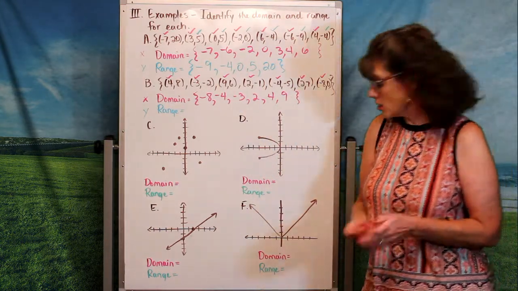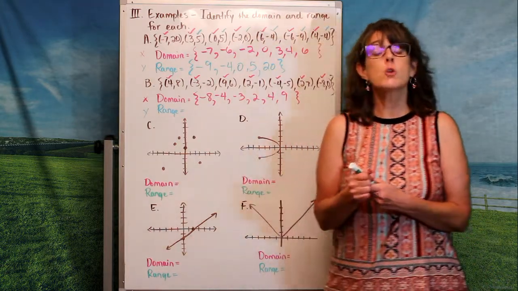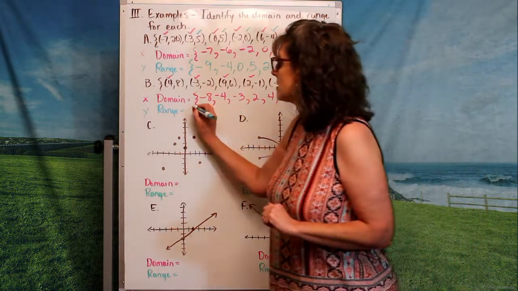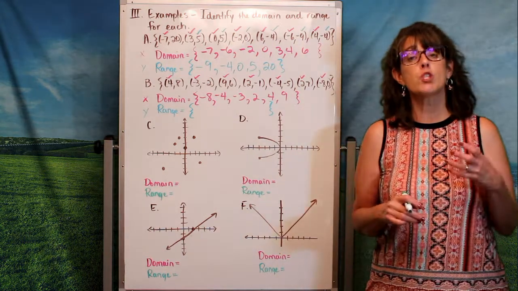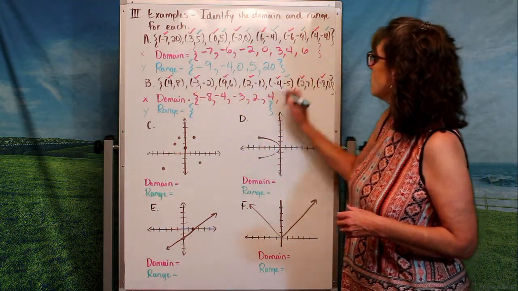So now I'm going to list my range. And remember, range is all the y values. So I'm going to start with the smallest y that I see and work my way up. And yet again, because this is a set, I'm going to list it with braces. And I'm going to start with the smallest y value that I see, and the smallest is a -5.